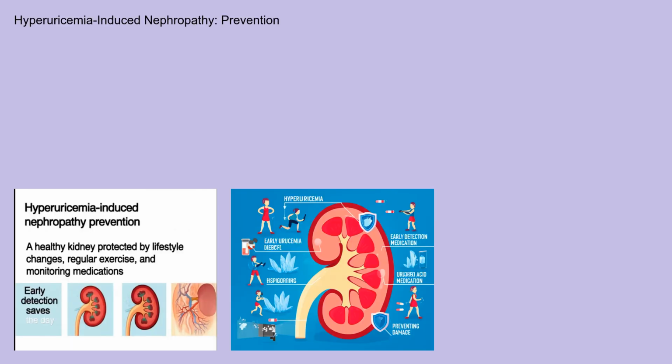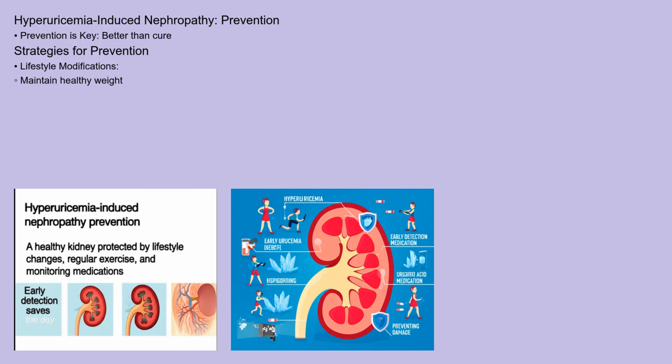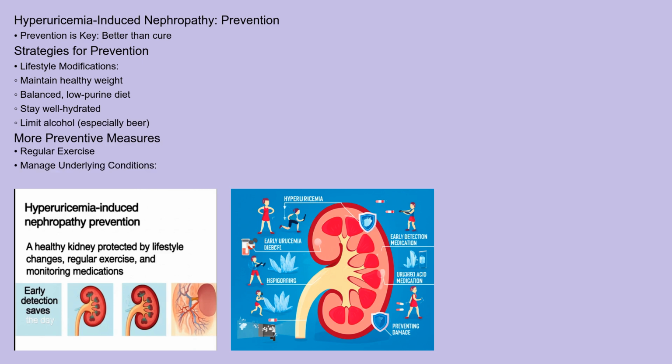Prevention is always better than cure. Several strategies can help prevent hyperuricemia-induced nephropathy, particularly in individuals at risk. These include maintaining a healthy weight, following a balanced diet low in purines, staying well hydrated, and limiting alcohol consumption, especially beer. Regular exercise and managing underlying conditions like high blood pressure and diabetes are also crucial. For individuals taking medications that can increase uric acid levels, close monitoring and potential adjustments to the medication regimen may be necessary. Early detection of hyperuricemia and prompt treatment can significantly reduce the risk of kidney damage.